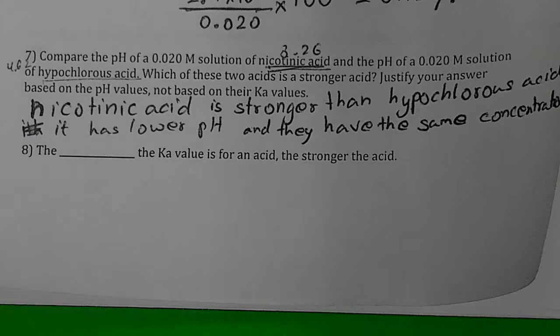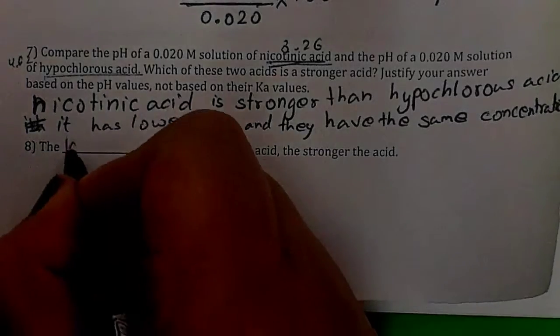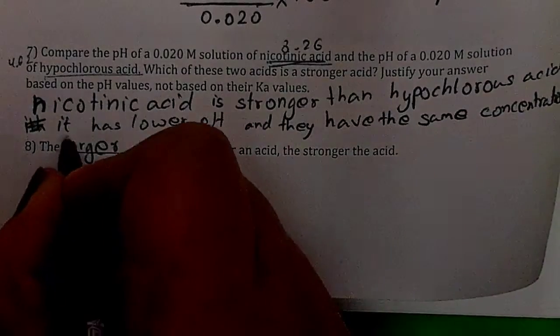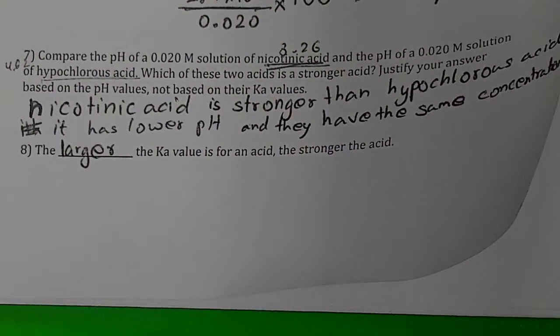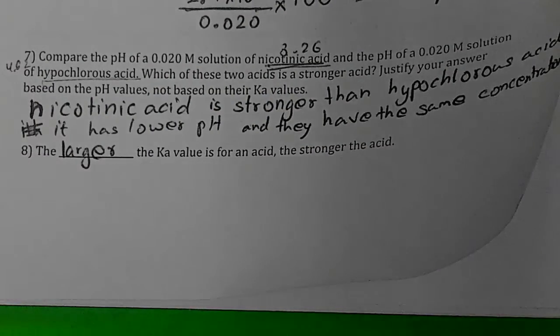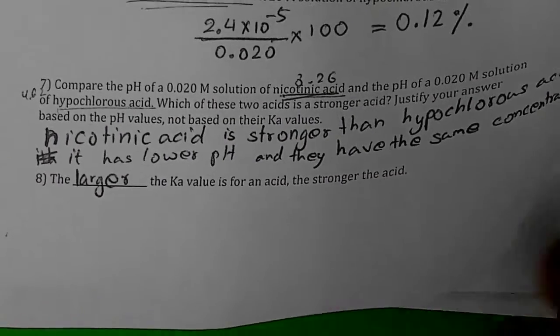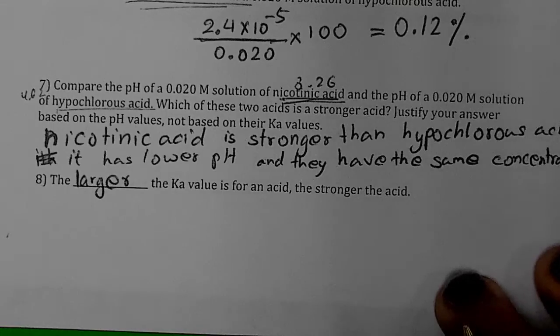Okay. Number 8: blank. The blank, the Ka value is, the stronger the acid is. The bigger, the larger, the higher, whatever you like to write, that all works. Make sense? The K here tells us how much.